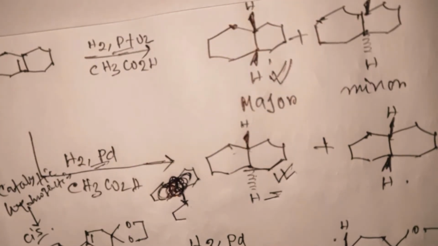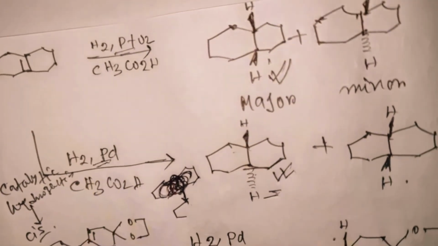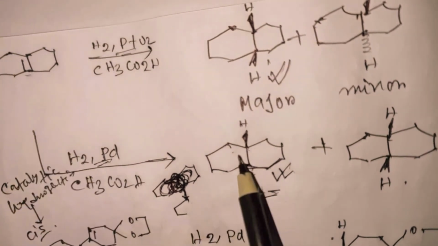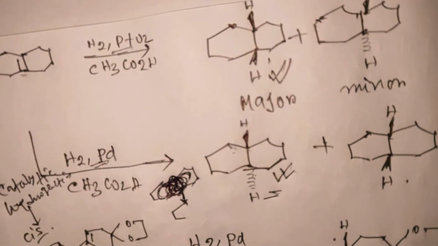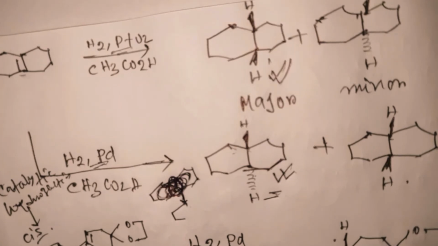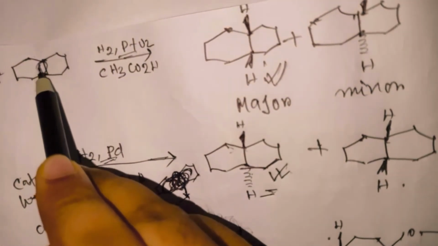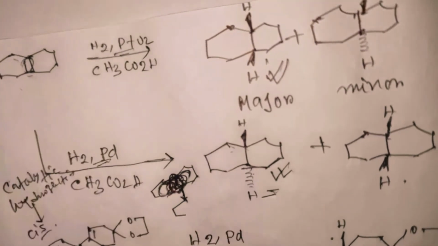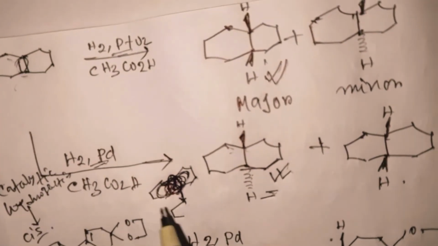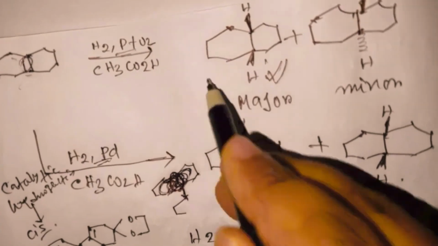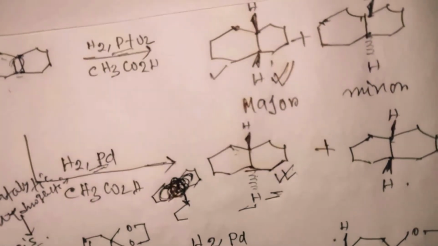So what happened in the presence of the palladium catalyst: after reduction of this bond, it can shift, and the shifted bond can be reduced from the other side. By this way we get trans as the major product, but with platinum oxide we get cis as the major product.